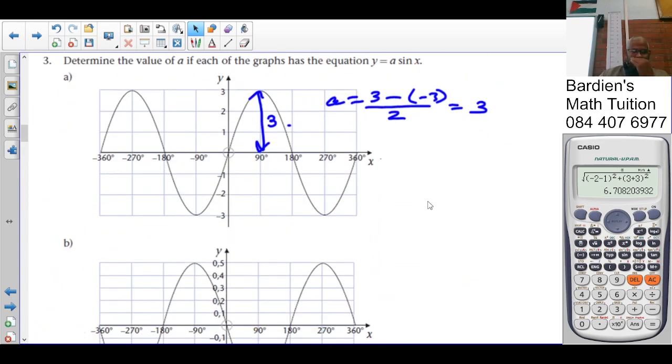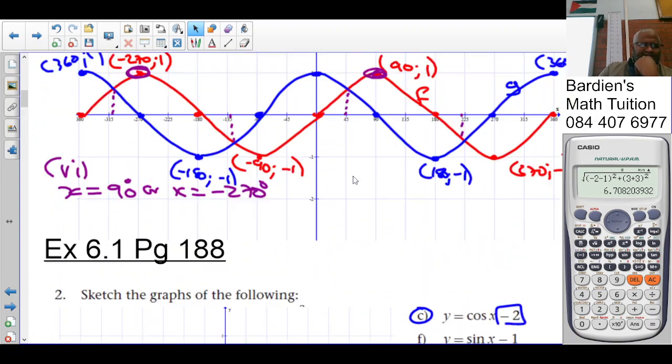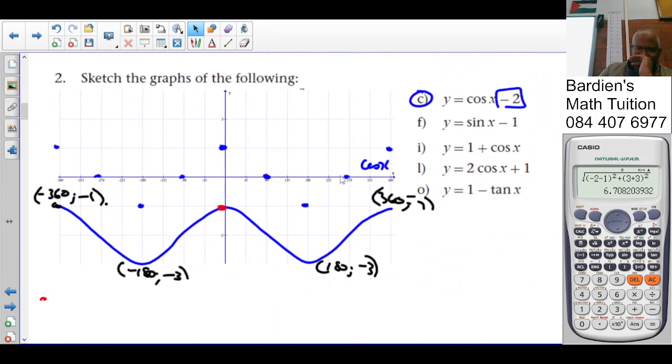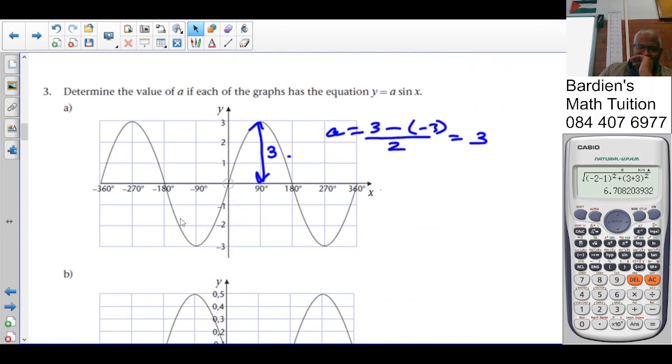Right, people. So at this point in our lives, we did exercise 6.1. Have we completed it? No. What about number 3? We did that as well.